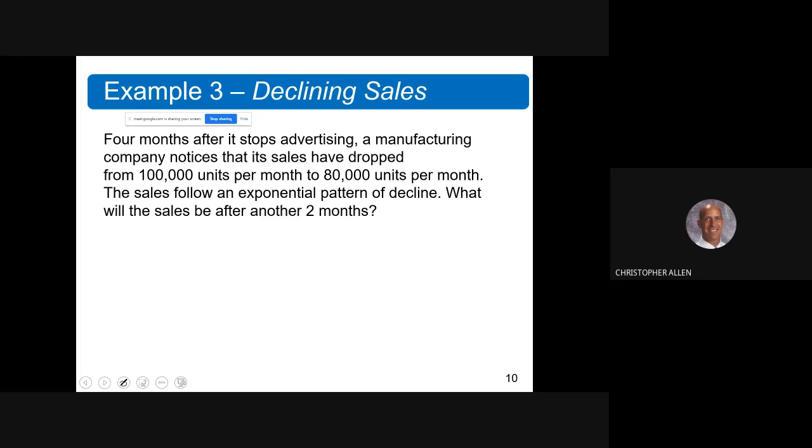I'll give you a hint. This is very similar to the last problem. You're going to have to figure out some things like C and K and all those things, and then you'll be able to hopefully figure out your final answer.